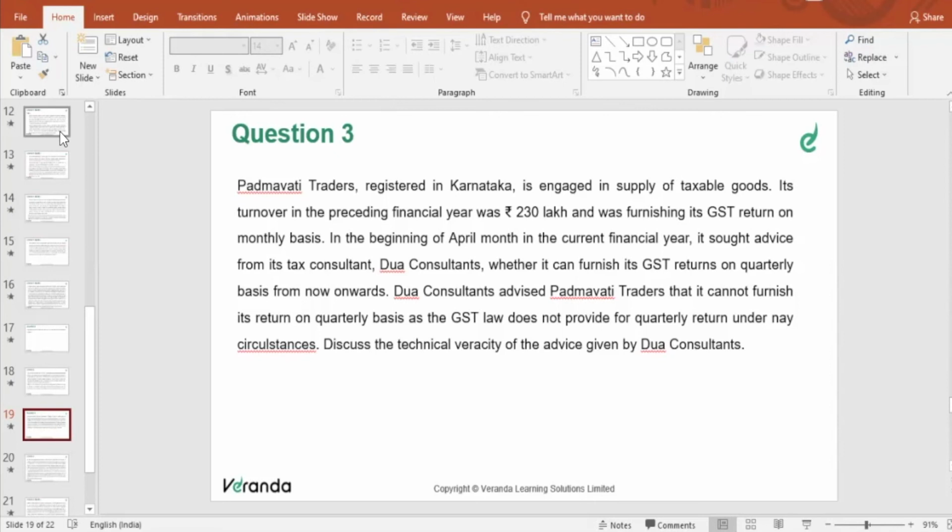Dua Consultants advised Padmavati Traders that it cannot furnish its return on a quarterly basis, as the GST law does not provide for quarterly return under any circumstances. Discuss the technical veracity of the advice given by Dua Consultant. How many of you go by the advice of Dua Consultant? How many of you say, no, I'm not part of that team?